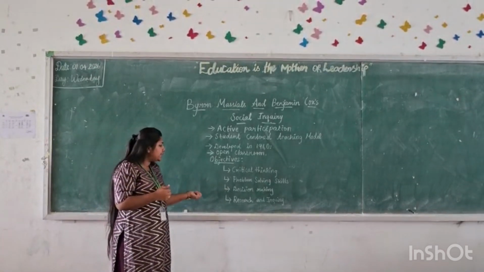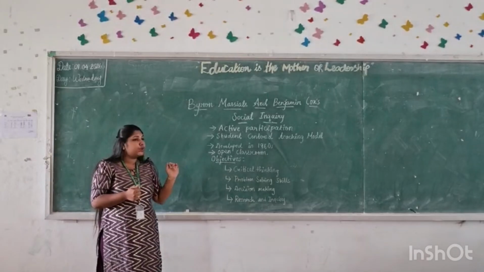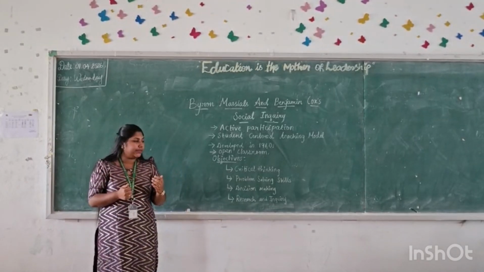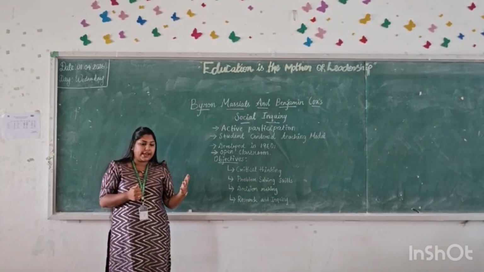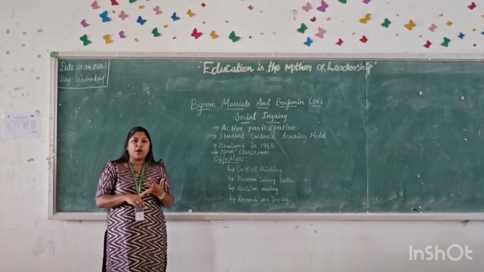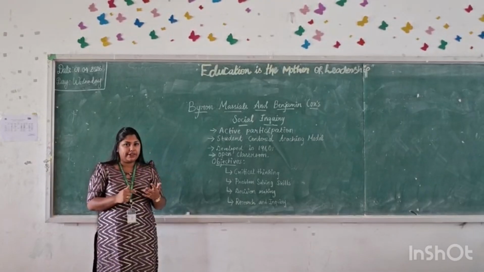And the third one is decision making. When a student actively participates in something by themselves, they will have many things to decide, like what to teach, what to talk and what to tell. By this, their decision making skills will get developed.